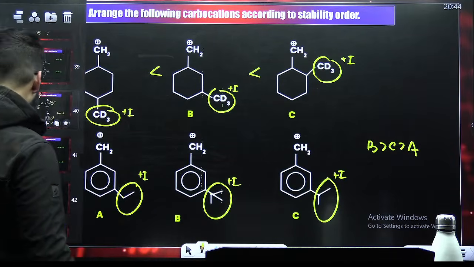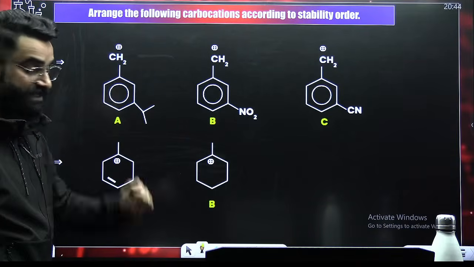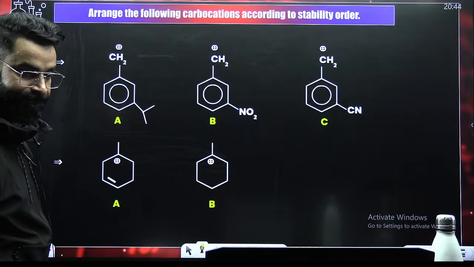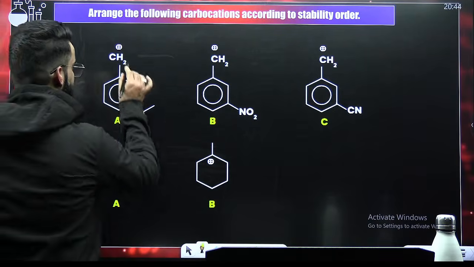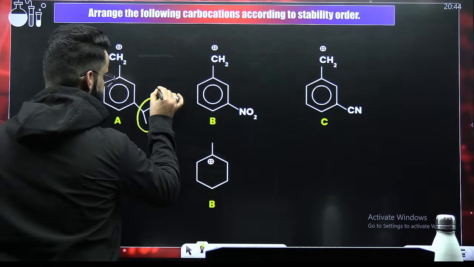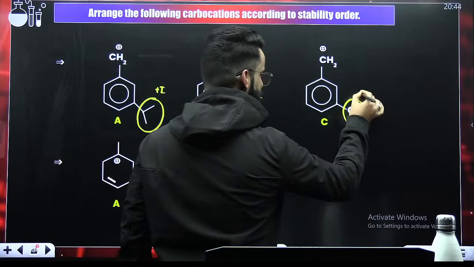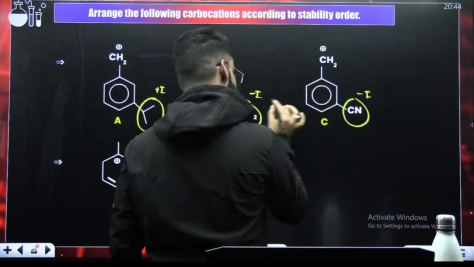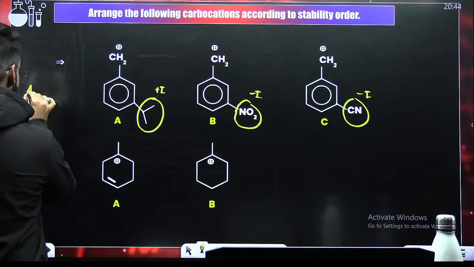Give me the order of the stability of the carbocations here. See guys, first of all, this is your alkyl group. It is going to show plus I. Nitro group is going to show minus I, CN is going to show minus I. This is withdrawing, but this is donating. Donating groups stabilize the carbocation, so A is maximum stable.